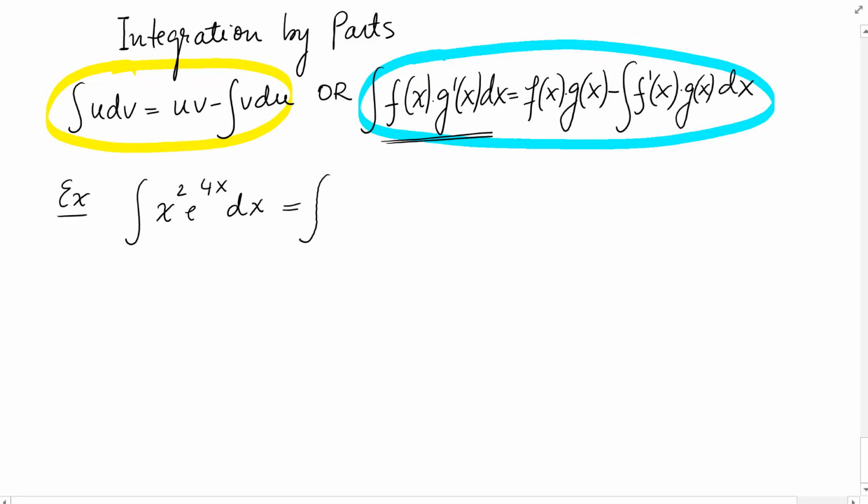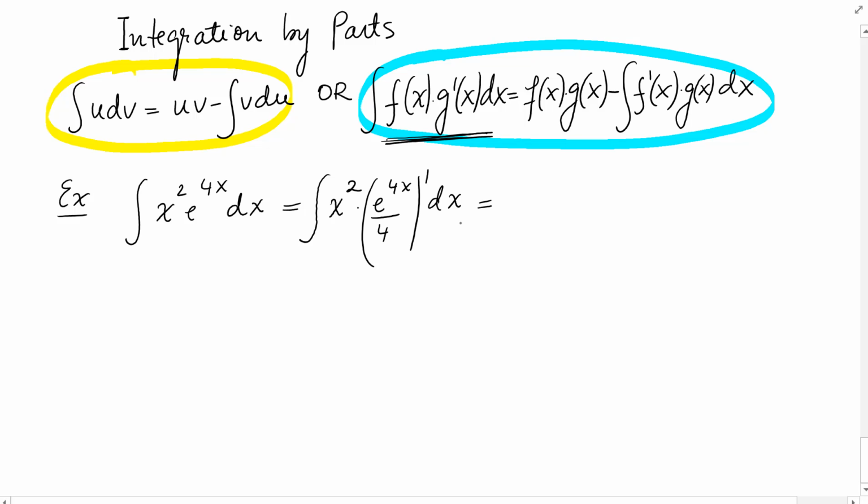So the antiderivative of x squared is x cubed over 3, which would make my integral even more complicated because it will increase the degree of x squared. But the antiderivative of e to 4x is e to 4x over 4, so that wouldn't change my problem much. So I'm going to write it that way, integral of x squared times e to 4x over 4 prime. So I try to mimic the formula that we have here circled in blue.